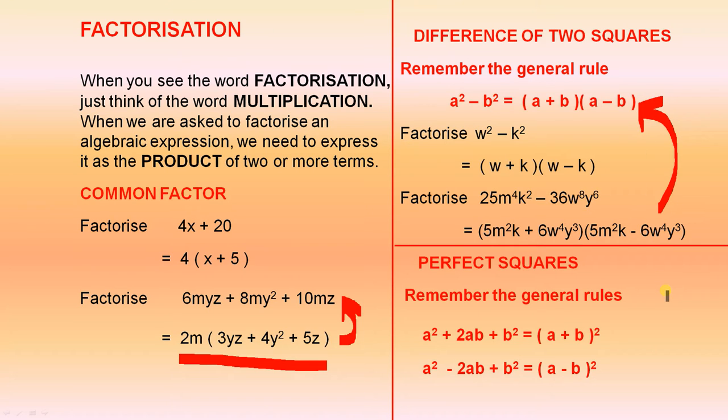Perfect squares. If you remember again the general rules that we saw in earlier videos, a squared plus 2ab plus b squared is a plus b all squared, and a squared minus 2ab plus b squared is a minus b all squared.